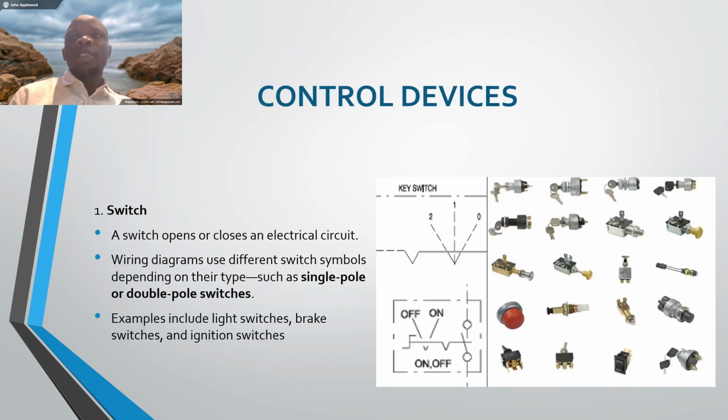Control devices. In control devices, we'll cover things like the switch. A switch opens or closes an electric circuit. In wiring diagram, we use different switch symbols depending on their type, such as single pole or double pole switches. Examples include light switches, brake switches, ignition switches, stop switches, etc.